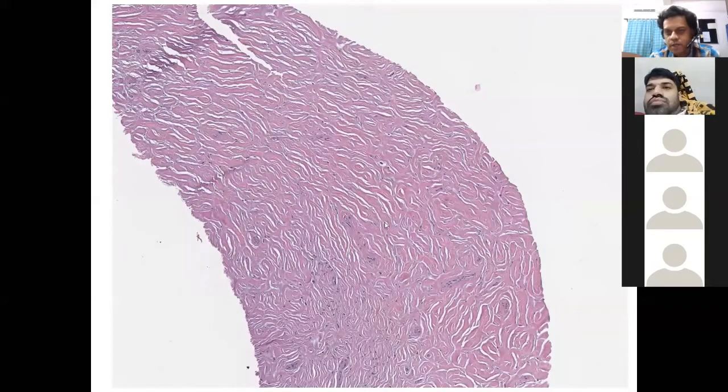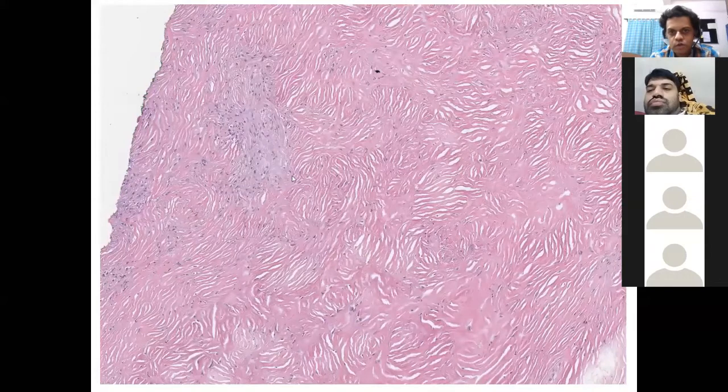There can be extreme examples where the cells are all gone. You are just left with collagen. So there you can have an issue of a hyalinized neurofibroma. But then you see these areas, like can you make out the storiform architecture over here within the collagen? Yes. Okay, so there are areas which look kind of storiform.